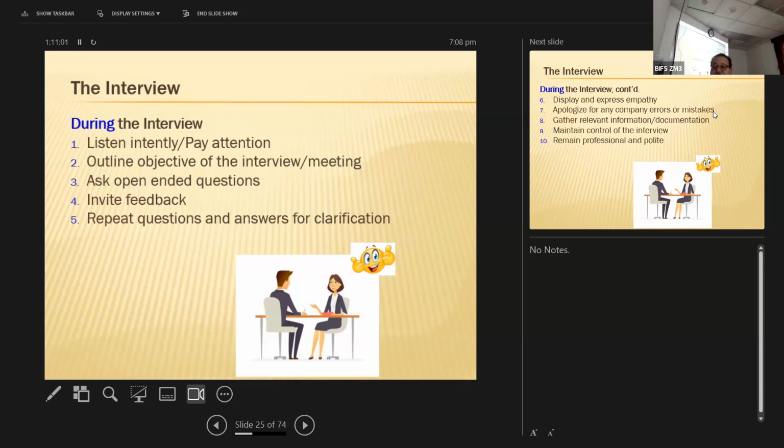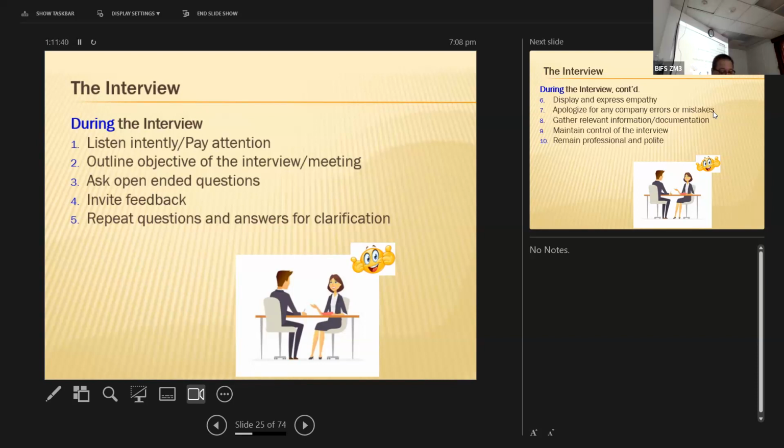All right, so invite feedback. Again, this kind of ties in with point number 5, where we repeat the questions and answers for clarification. Okay, so you say, this is the type of loan that is best suited for your needs. Do you understand how this works, especially if you do, say, an overdraft? Because you want to explain how an overdraft facility works. Okay, do you understand that? Okay.